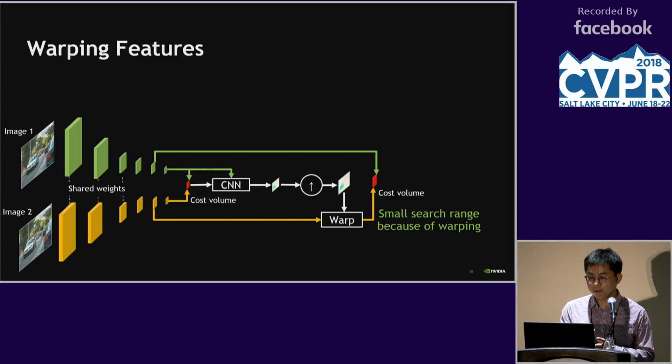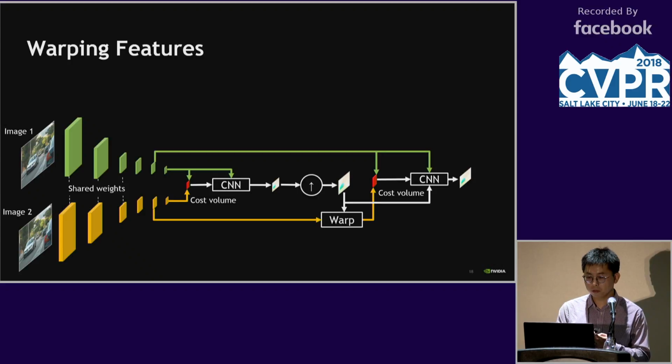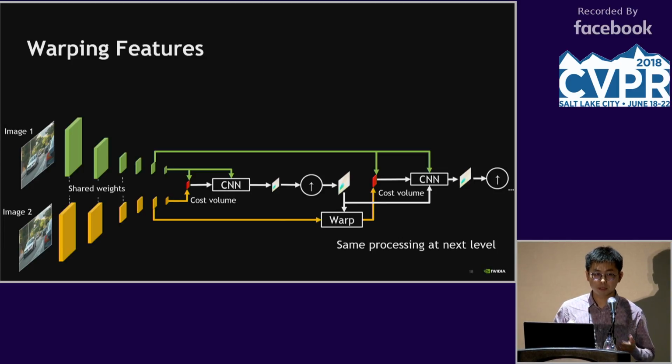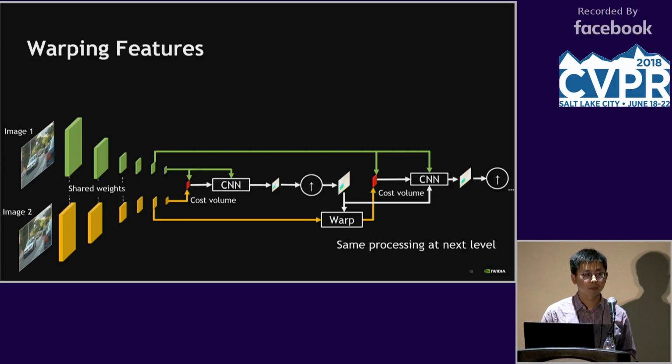And then we will concatenate the upsampled flow, the cost volume, and the feature of the first image, and give it to the CNN to map to the refined optical flow. And then we upsample and rescale the flow, get to the next level, and apply the same processing. So that's how our algorithm works.